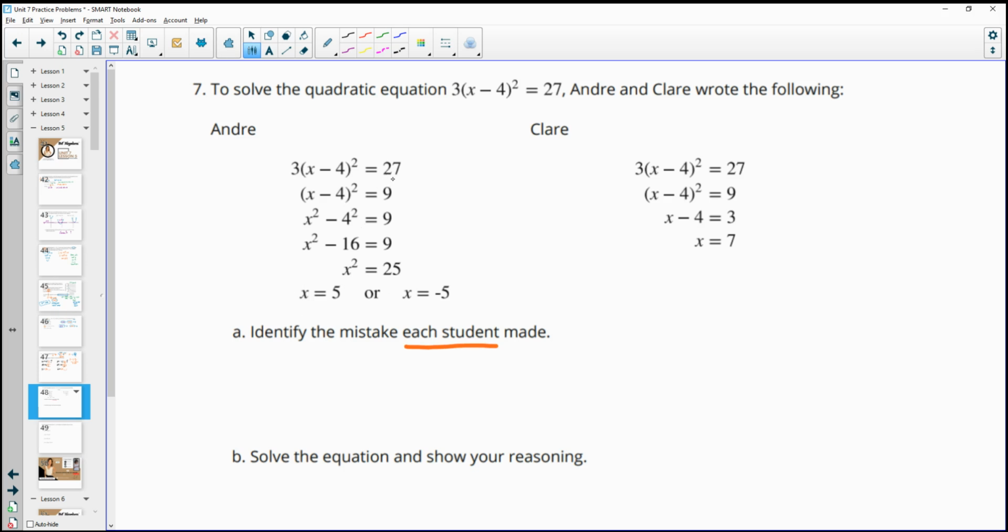So let's take a look at Andre's. When we look at this first step, we see that this 3 is gone. So he divided both sides by 3.